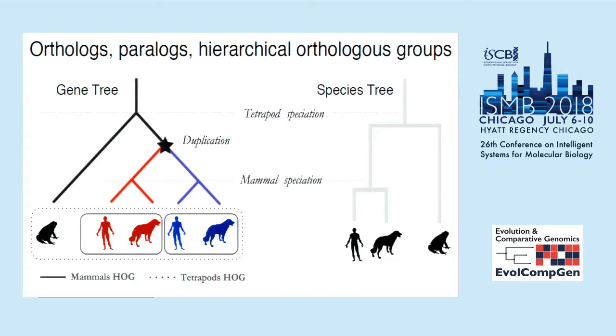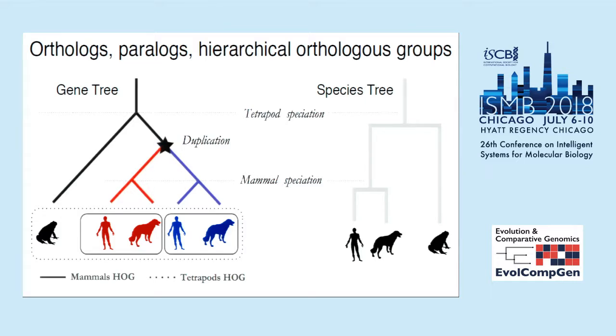For instance, at the tetrapod level here, we have a gene tree with 2 mammalian genes and 1 gene in the frog, and all of these genes are in one hierarchical orthologous group because they descend from this one ancestral gene. Whereas at the level of the mammals, because there is now already this duplication, we have 2 HOGs. And now you can see why they are hierarchical: depending on the level you go, they will be made of the union of more specific HOGs.